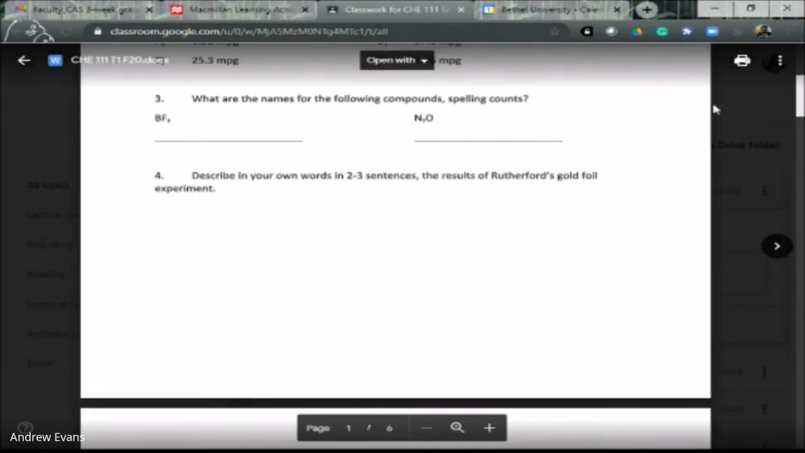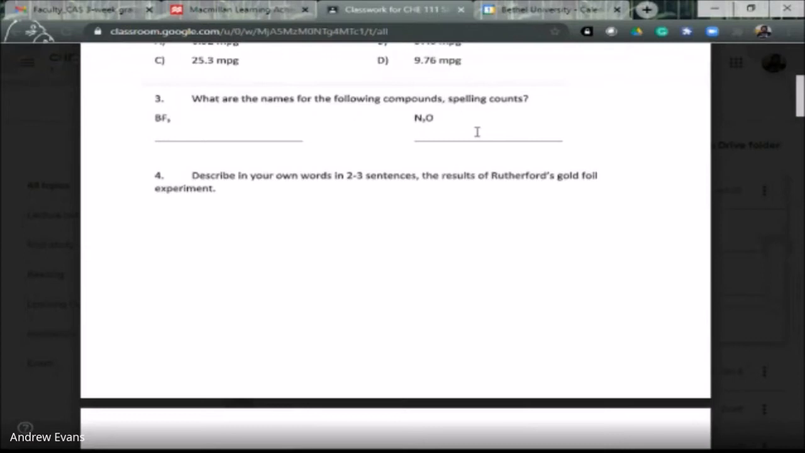So I would say this is a molecular compound, and I'd call it boron trifluoride, because molecular compounds are named with the prefix. N2O is also a molecular compound, so we'd call that dinitrogen monoxide.